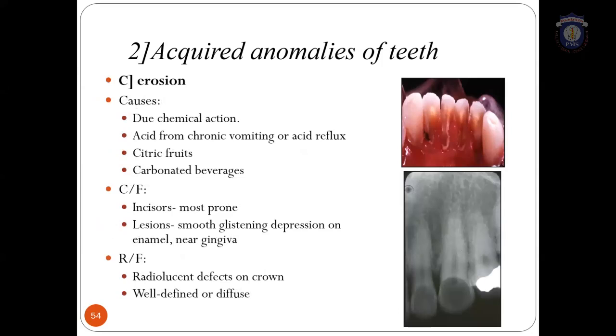Next is erosion. Erosion is caused by chemical action, acid from chronic vomiting or acid reflux, or taking too much citric fruit. Clinically, the incisors are more prone to this. Lesions are smooth, glistening depressions on enamel near the gingival region. Radiographically, radiolucent defects on the crown, which will be well-defined or diffuse regions.